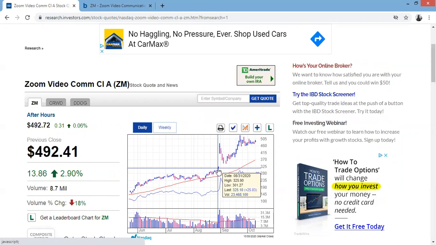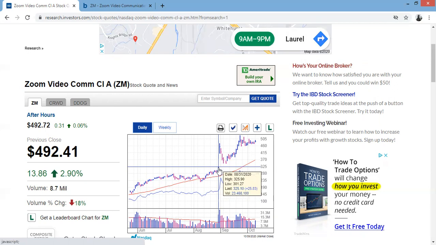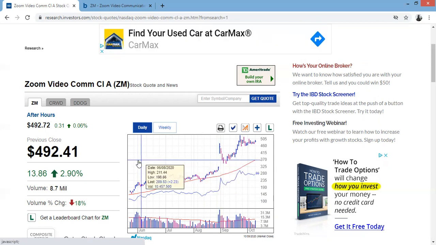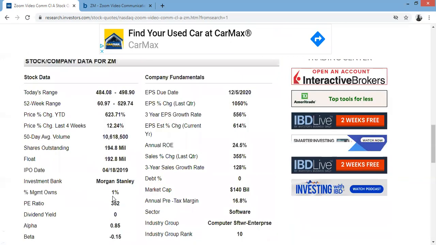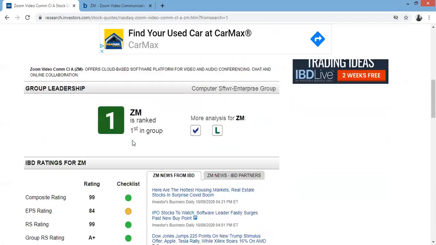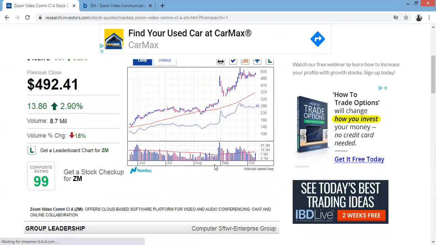As you can see in this example right here, the volume was 23,468,000 for that day as the stock was moving up. And his average daily volume was 10 million. So that's twice the daily volume. And that's how you follow the money.